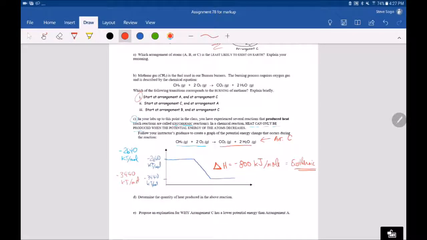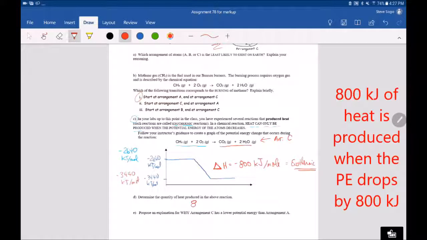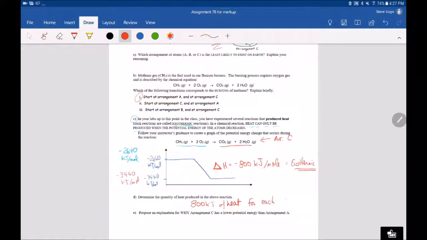When we get to D, how much heat is produced? Boom, there it is, 800 kilojoules of heat for each mole of CH4 that reacts!